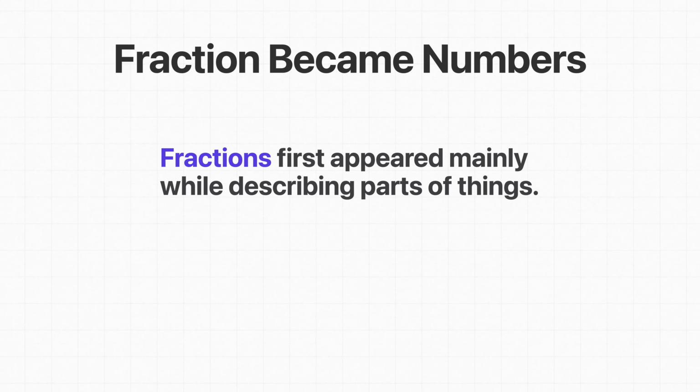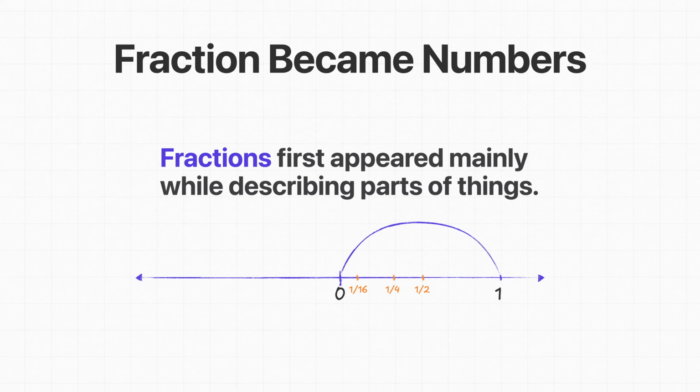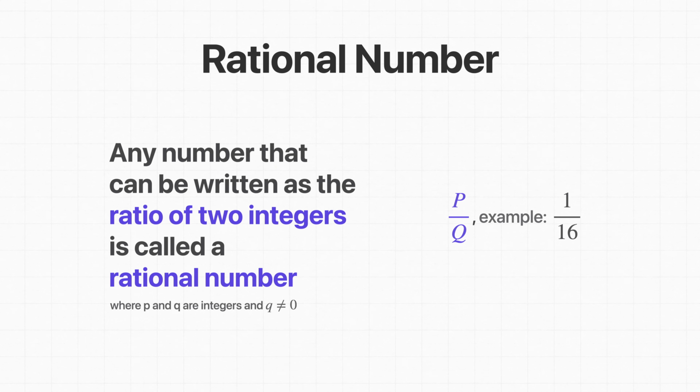Then mathematicians looked at fractions differently. They asked, why should 1/16th represent only a weight? Why can't it simply be a number? After all, 1 is an integer. 16 is an integer too. Any number that can be written as the ratio of two integers is called a rational number.